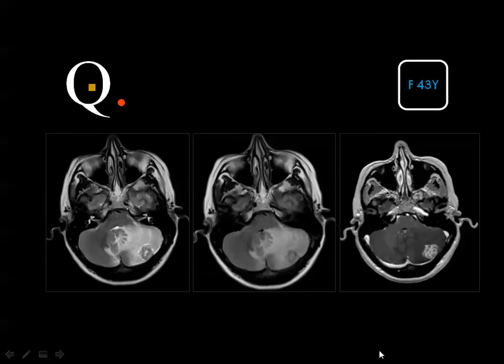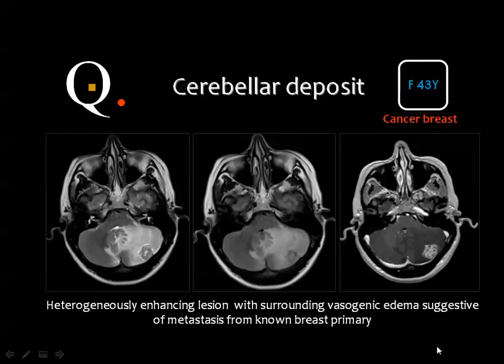Metastasis is one of the possibilities. Other possibilities: glioblastoma multiforme. Other possibility, lymphoma in an immune-compromised patient. Lymphoma, metastasis, and glioma are considered in the differential diagnosis of heterogeneous enhancing lesions in the brain surrounded by significant perifocal brain edema. And if the patient is known to have breast cancer, then the diagnosis is cerebellar palsy.